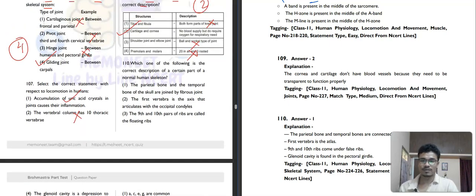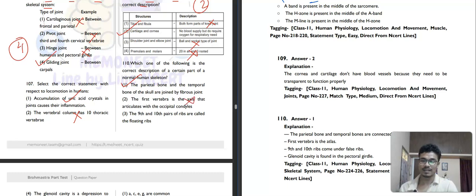It is saying that which of the following is a correct description of a certain part of a normal human skeleton. The parietal bone and the temporal bone of a skull are joined by fibrous joint. Correct one. Then the first vertebra is the axis and it articulates the occipital condyle. The first vertebra is not axis, it is the atlas.